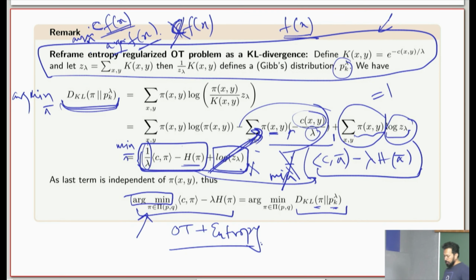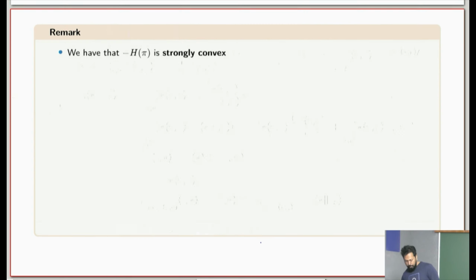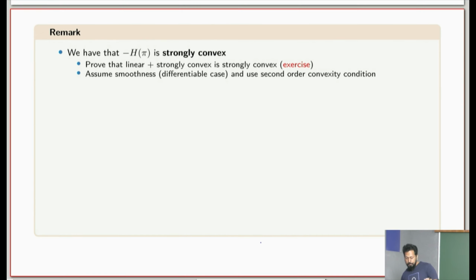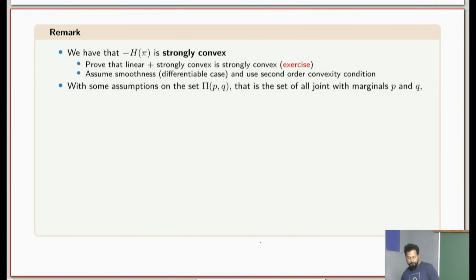So there is this connection between KL divergence and the OT with entropy. Now, what are the good things about entropy? I have already said this, minus h pi is strongly convex. So you can take this as an exercise to prove that, because the original objective was linear and we added the negative of the entropy, we have linear plus strongly convex. Prove that it is convex. So this is an exercise. You may use differentiability, so you can use the second derivative test and prove that the second derivative is positive.